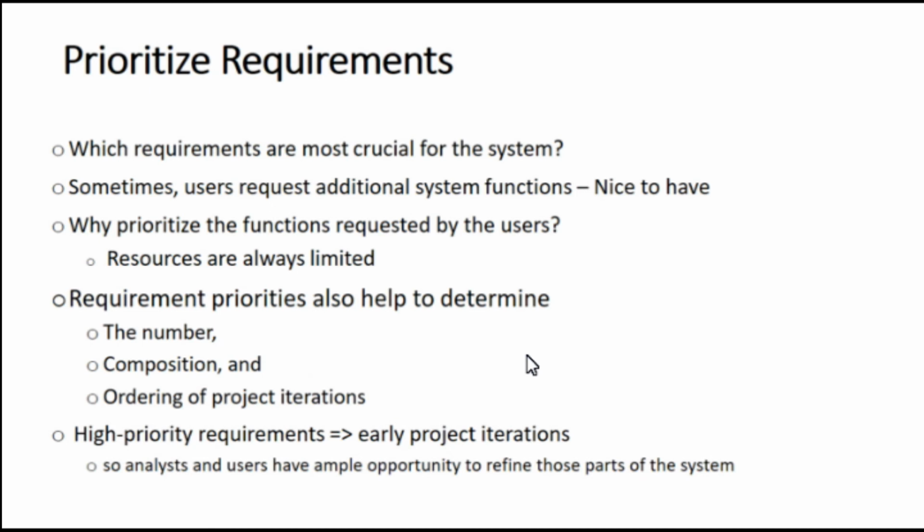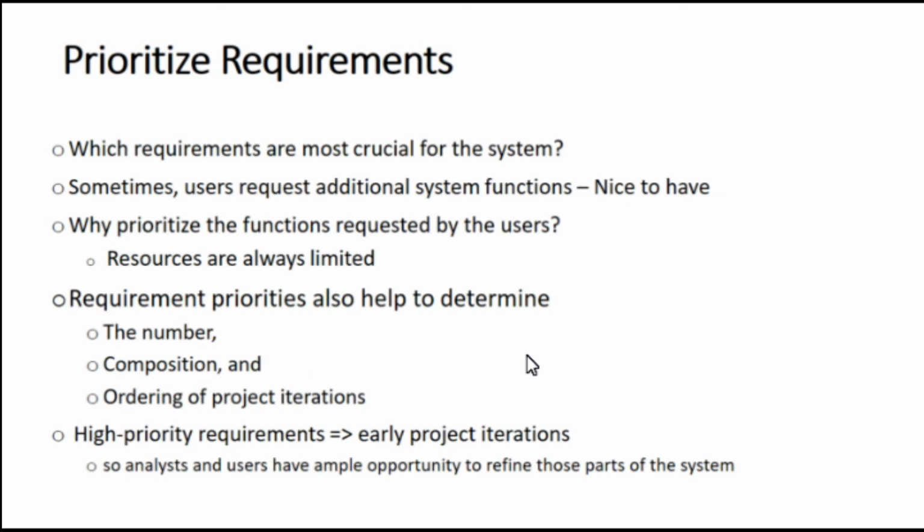So why prioritize the functions requested by the user? Users tell you these requirements, and then you need to prioritize, because resources are always limited. In terms of resources, the time, the cost, and the human resources are limited to develop a system that comprehends the needs of the user. So that's why we need to emphasize those requirements that are very essential.